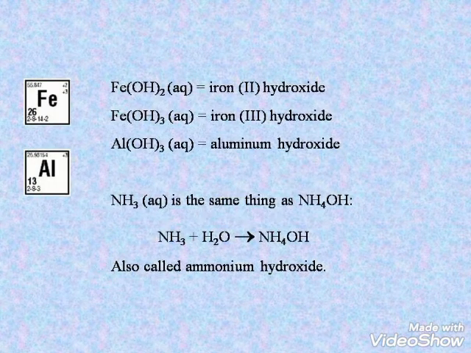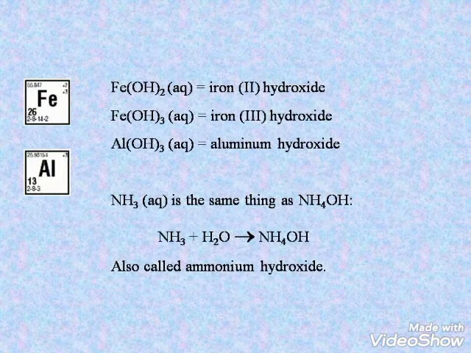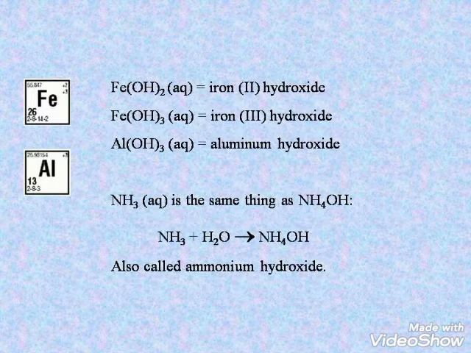Here we have given the example of iron hydroxide. Iron has two valencies, iron 2 and iron 3. So the valency is written in brackets in the form of Roman numerals, and we name it as iron(II) hydroxide and iron(III) hydroxide. Similarly, aluminium hydroxide: aluminium has the valency 3 and doesn't have any variable valency, so we can just write aluminium hydroxide.